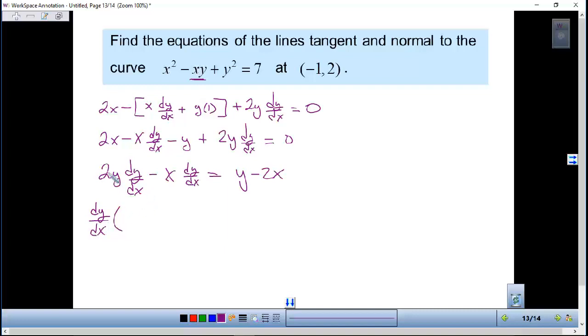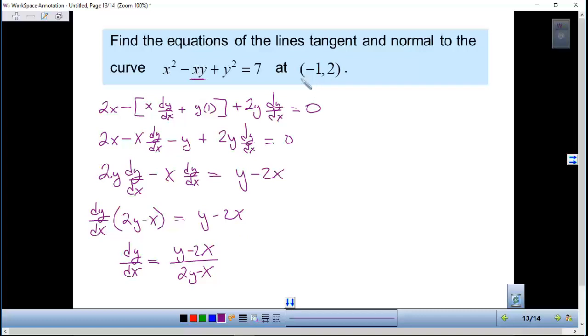And that's going to leave me with 2y minus x equals y minus 2x. And then, of course, to finish solving for dy/dx, I'm just going to divide both sides by 2y minus x. So dy/dx is equal to (y minus 2x) over (2y minus x). So there is my slope for every single point on the entire graph.